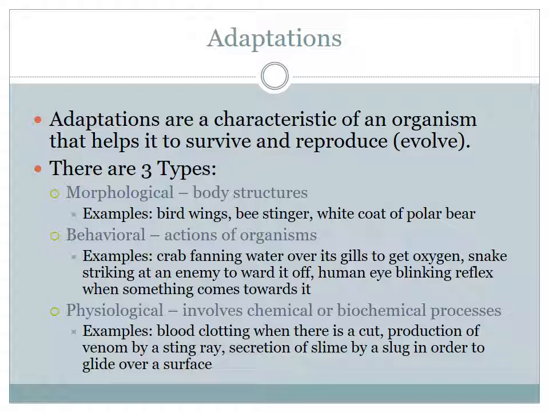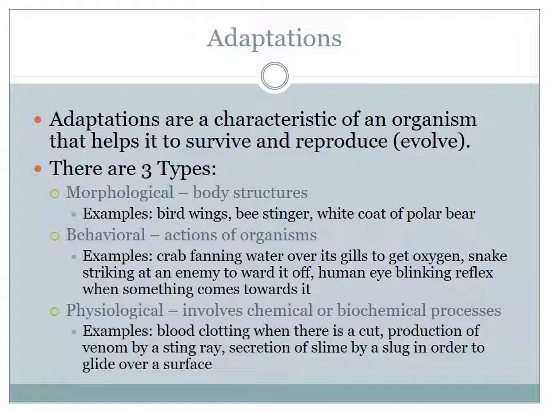The second type of adaptation is behavioral. These are the actions that organisms find themselves performing. For instance, a crab will fan water over its gills to get oxygen. Snakes can strike at an enemy to ward it off. The human eye can blink if something's coming towards it.